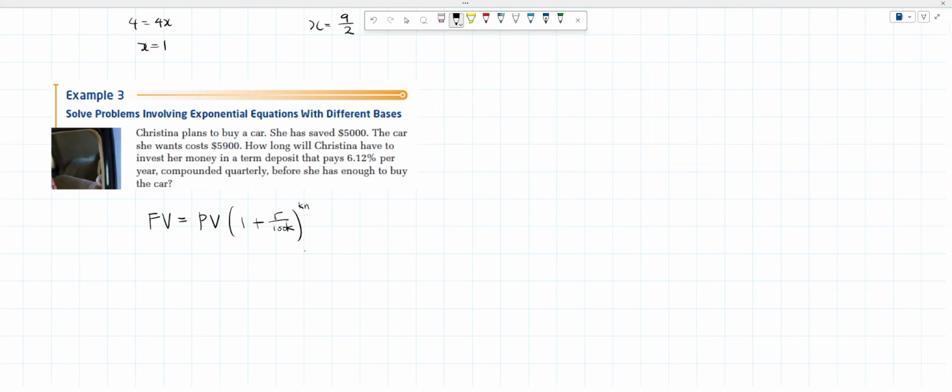So let's plug in the values that we know. The principal value that she has is $5,000. The final value she wants is $5,900. The rate that she's getting is 6.12%. And K, the number of compounding periods per year, is 4. And n is the variable that we want to solve for.